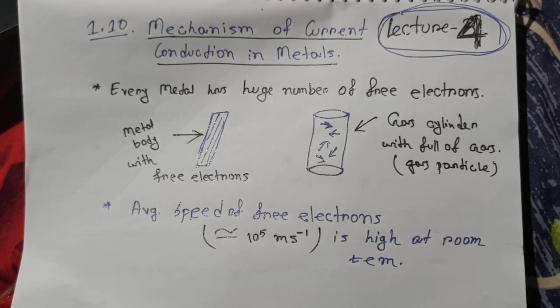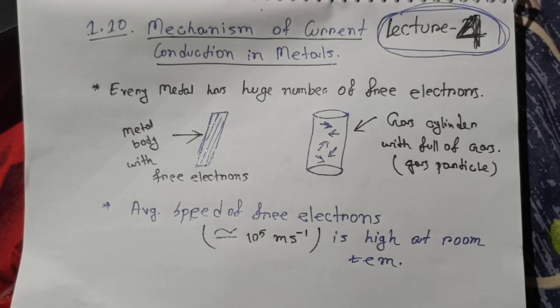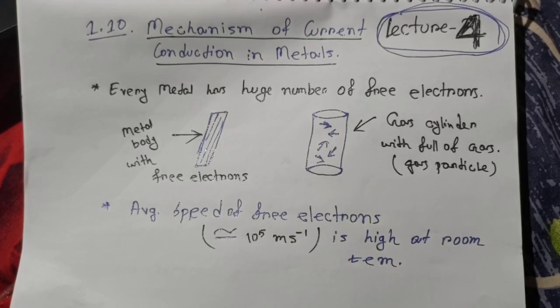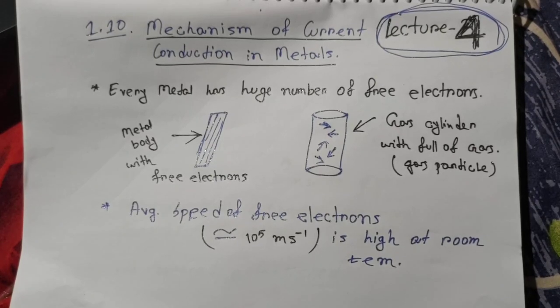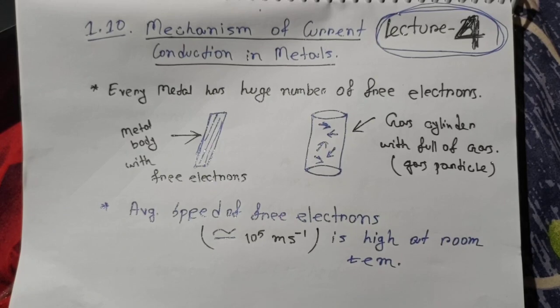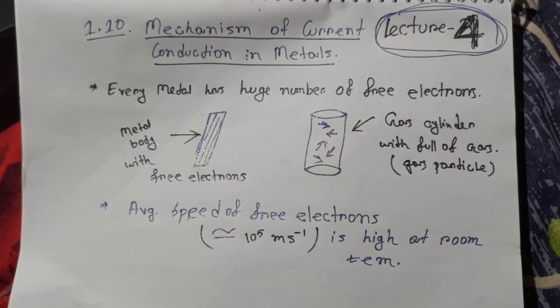Today's topic is mechanism of current conduction in metal. Metal means a metal body or metal wire, you can say. So how does current conduct in a metal or in a metal wire? Every metal has a huge number of free electrons. Free electrons we have covered in our previous videos, you can check. So every metal body has a huge number of free electrons, and those free electrons move continuously.